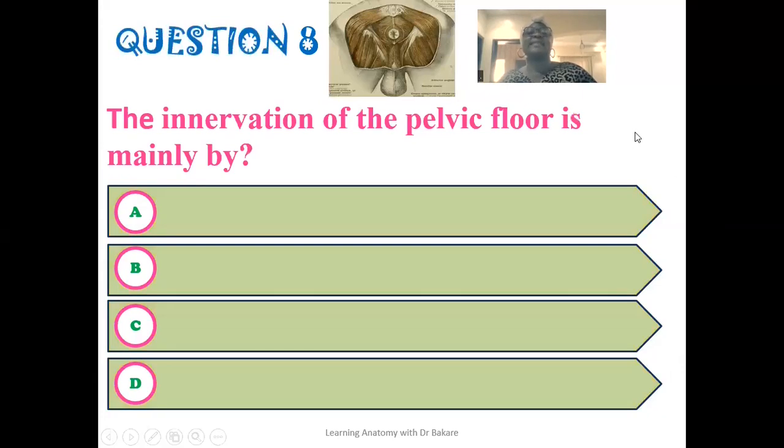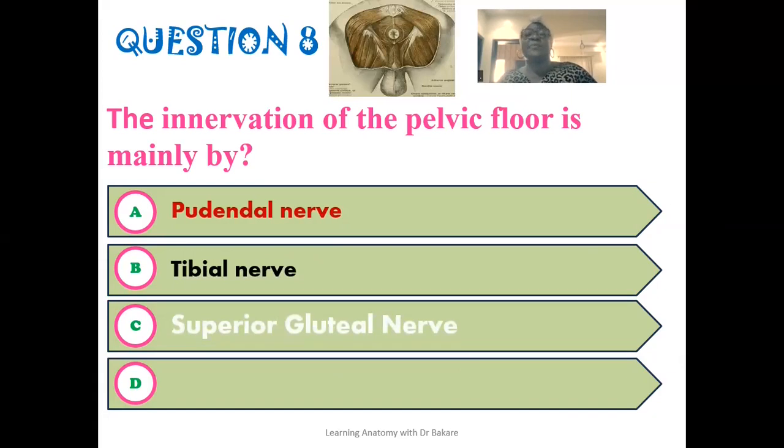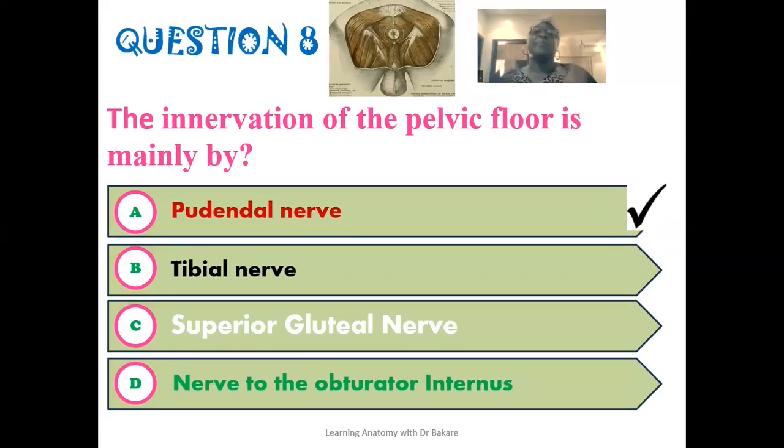Question 8 states that the innervation of the pelvic floor is mainly by, is it mainly by the pudendal nerve? Is it mainly by the tibial nerve? Is it mainly by the superior gluteal nerve? Or is it mainly by the nerve to the obturator internus? So which of these nerves provides innervation for the pelvic floor or the pelvic diaphragm? The correct option here is the pudendal nerve. The pudendal nerve is what gives innervation to the pelvic floor, the pelvic diaphragm. The pudendal nerve is one of the branches from the sacral plexus.